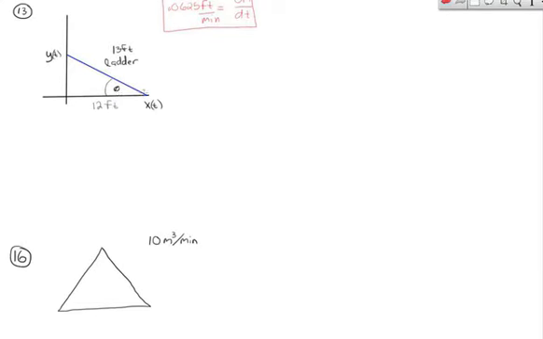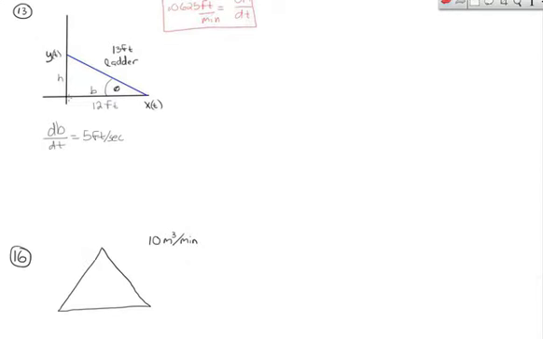So this length is getting bigger. Let's call this base. We'll call this height. The ladder is constant 13. So they're telling us that dB dt is equal to 5 feet per second. And again, it's going to be positive feet per second because B is getting larger.